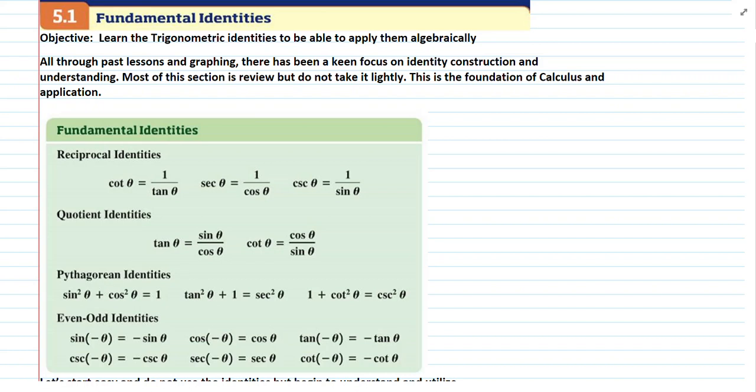Chapter 5 has to do with identities, all about identities, and this is crucial in being able to manipulate information into a workable form in calculus. It is stronger than what we have done. It is more pertinent in understanding how we perceive the importance of learning the trig identities.